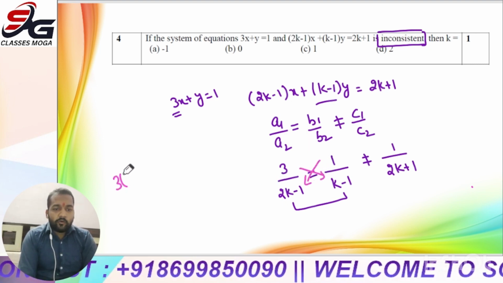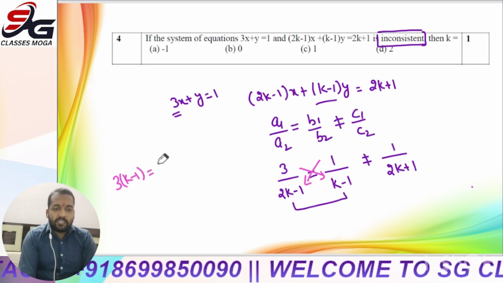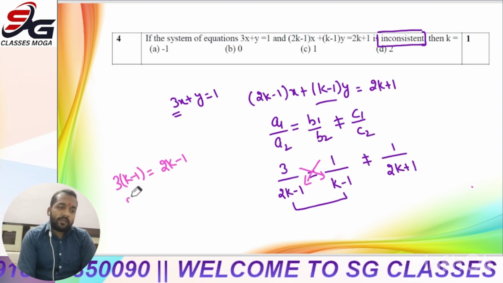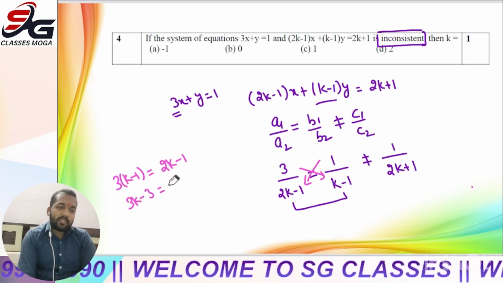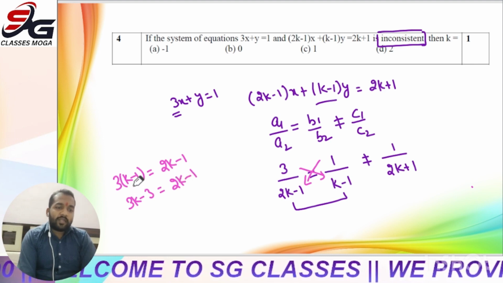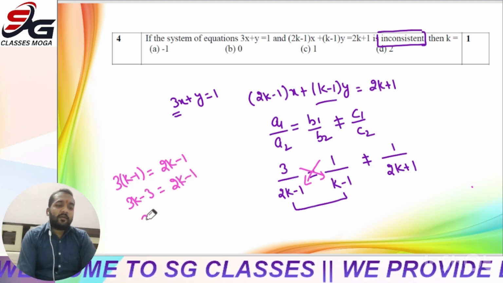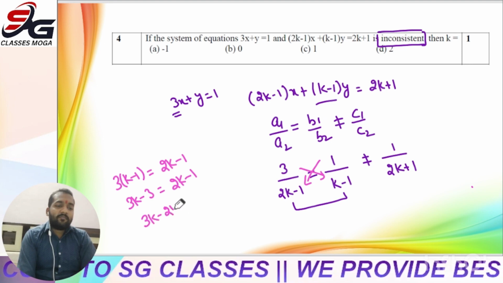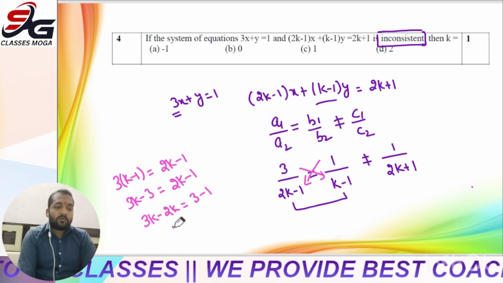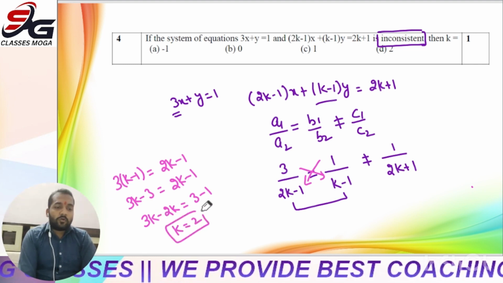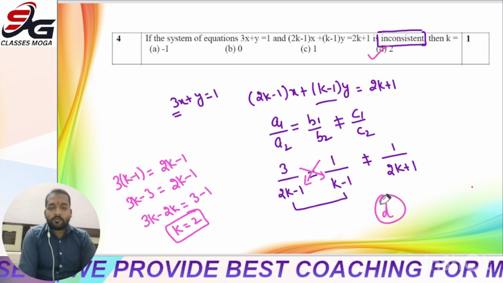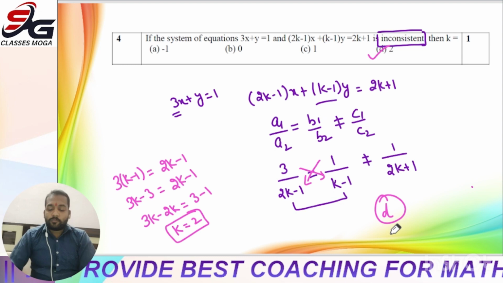So 3 into (k minus 1) is equal to 2k minus 1. When you multiply, this becomes 3k minus 3 is equal to 2k minus 1. So take 2k to the left side and this 3 to the right side. So it is 3k minus 2k is equal to 3 minus 1. So this becomes k is equal to 2. Which option is correct? Option D is the correct option.